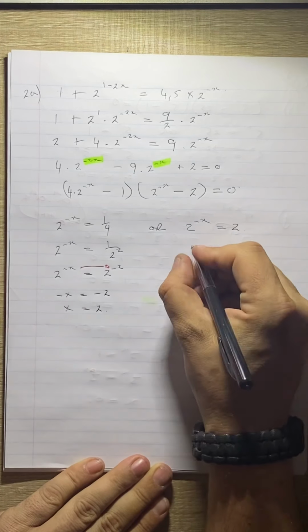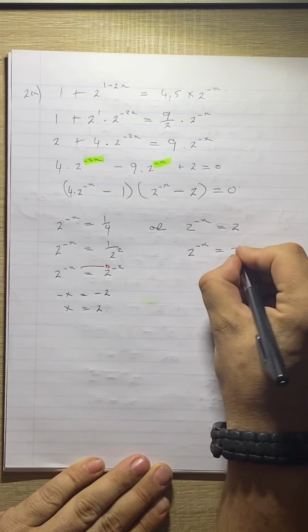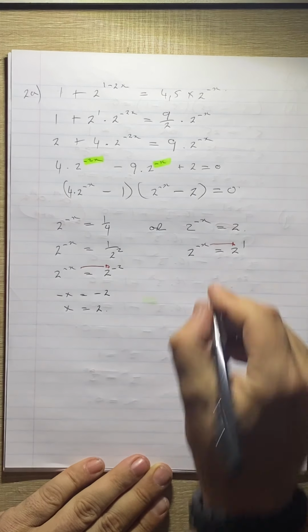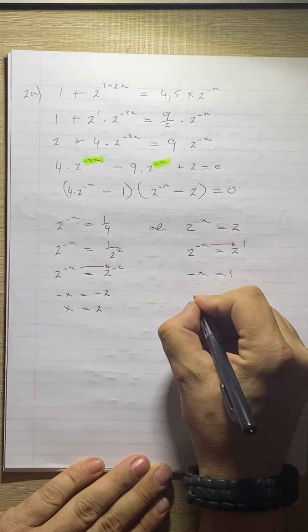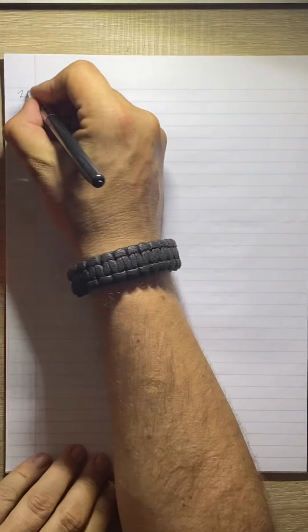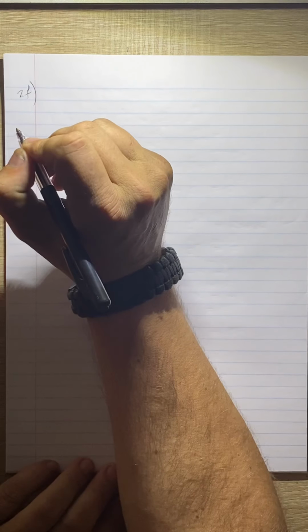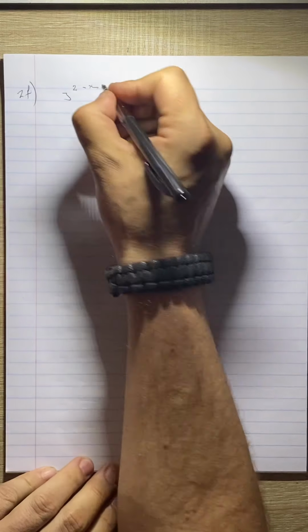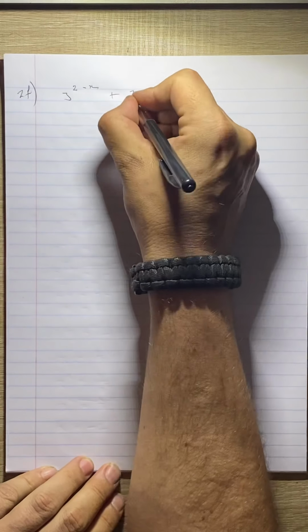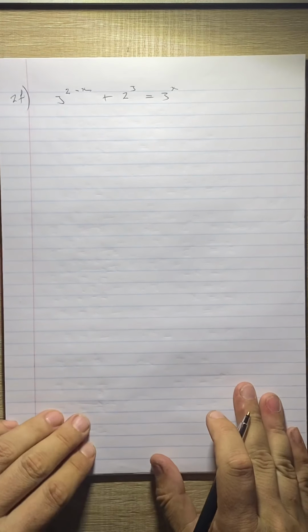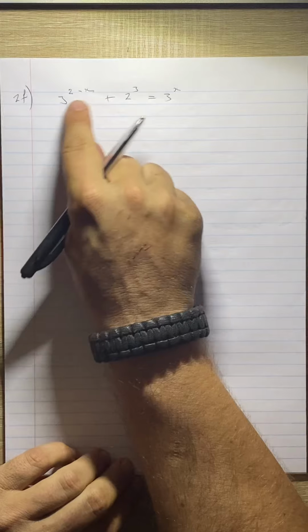For this one here, we get 2 to the minus x is equal to 2 to the 1. Bases are the same, so we just equate the exponents. So minus x is equal to 1, so x is equal to minus 1. Okay. Then the last one that you guys have chosen is 2f. Right, 2f is 3 to the 2 minus x plus 2 to the 3 is equal to 3 to the x. Okay. What I'm going to do is split this one.